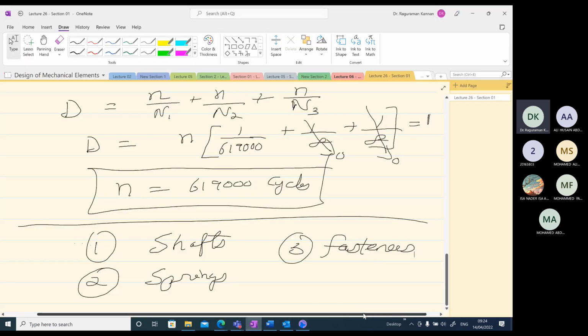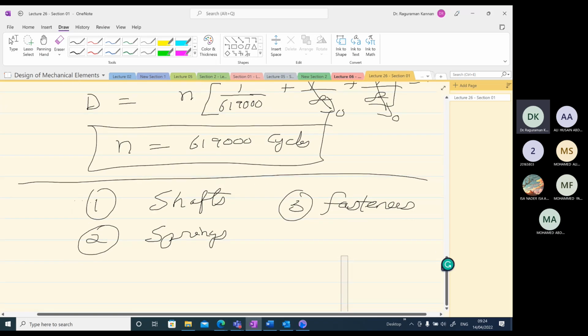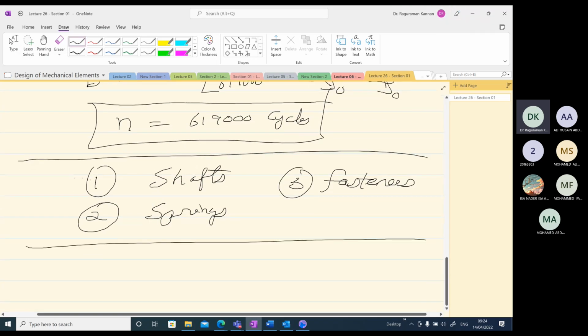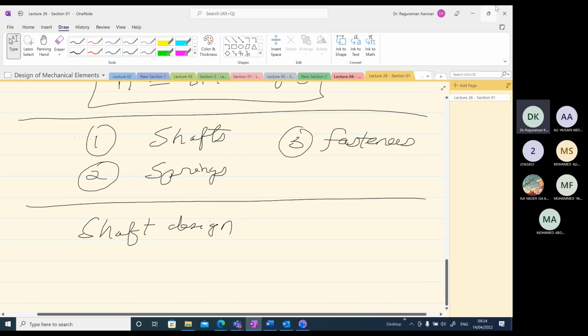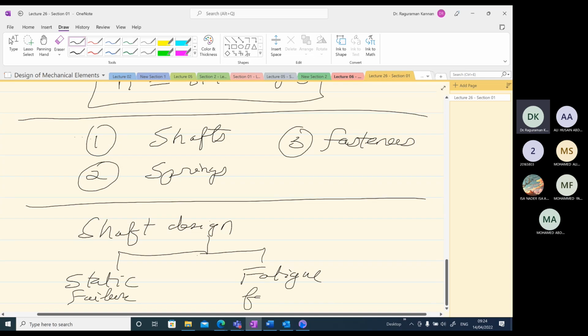or two or three different design formulas. Okay, so the shaft design will consist of a static load case. We will have a dynamic load case, fatigue stresses, as we have seen. So static failure theory will be applied, and then fatigue failure theory will also be applied to calculate the dimensions of the shaft.